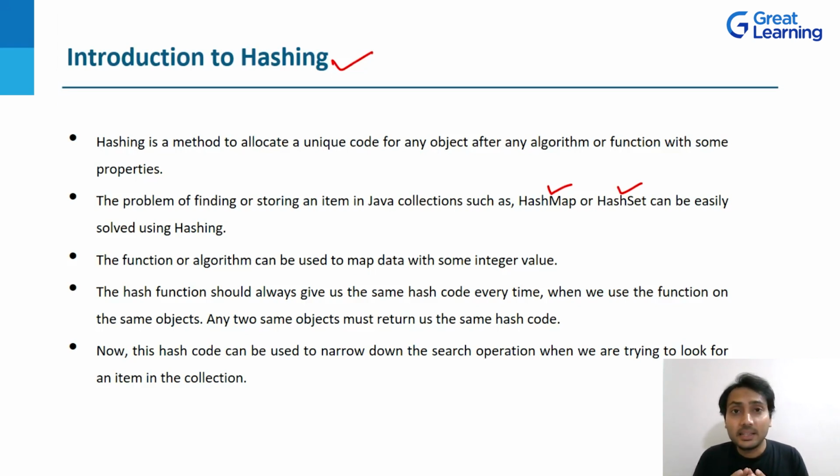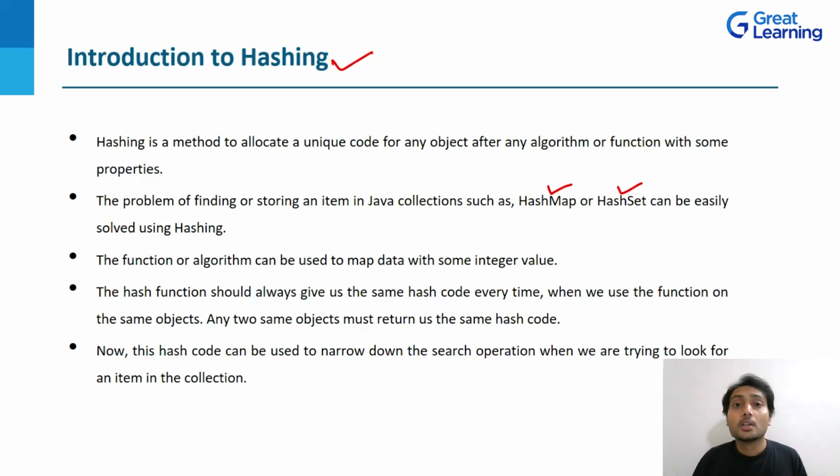Now hashing is nothing but a unique code which will be generated for your values. You can pass any value to your program. That value will have an attached hashing code. With the help of this hashing code, you can perform operations such as search, delete, or insert, or any other operation very easily.